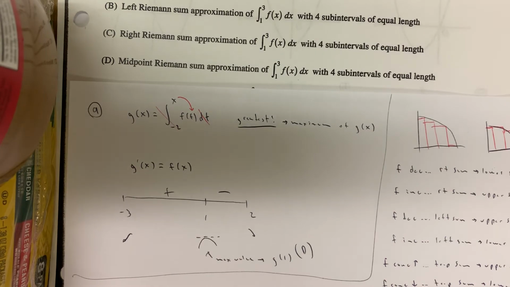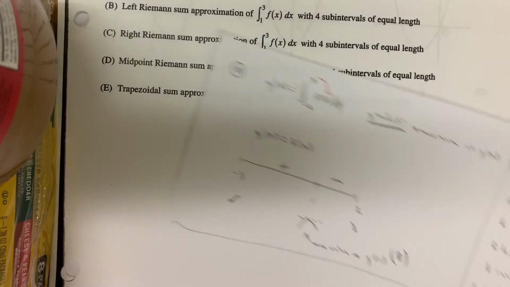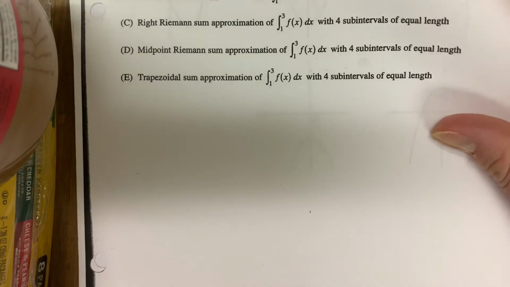Okay, the right Riemann sum with 4 subintervals of equal length. And that was number 10 right there. And that one's going to be C. So that one, you can memorize these right here or just think it out by drawing it out a little bit. I think it's a better way to do it.